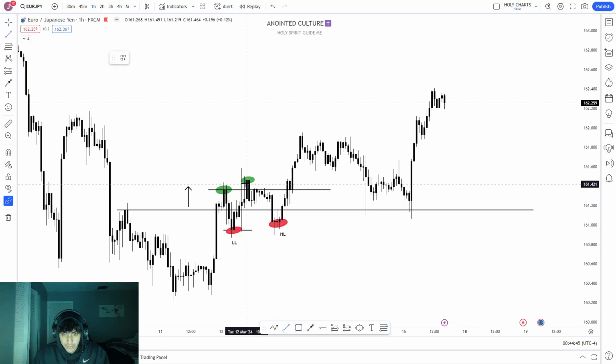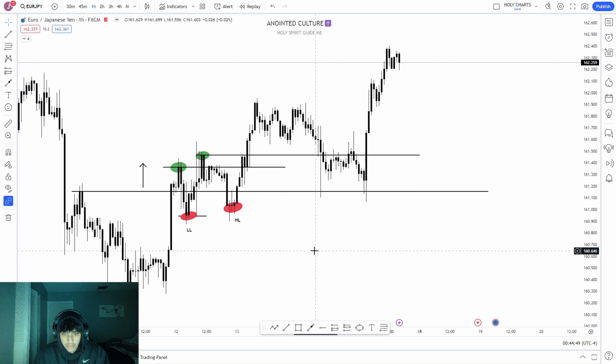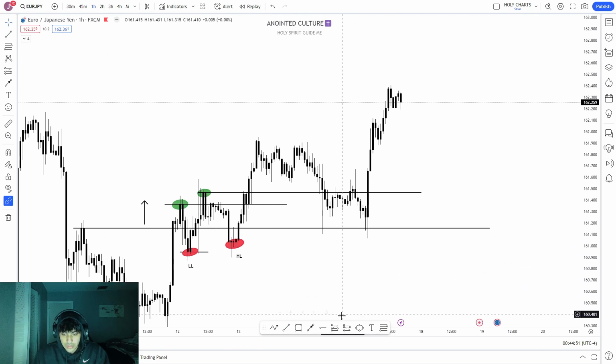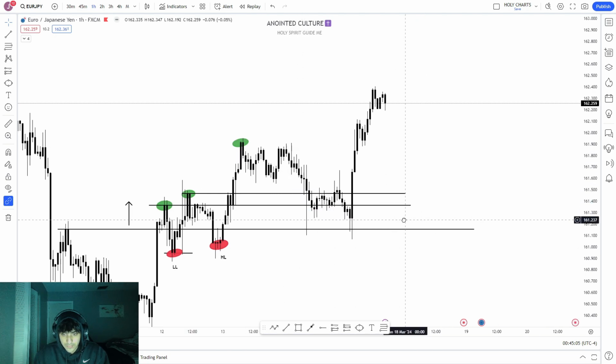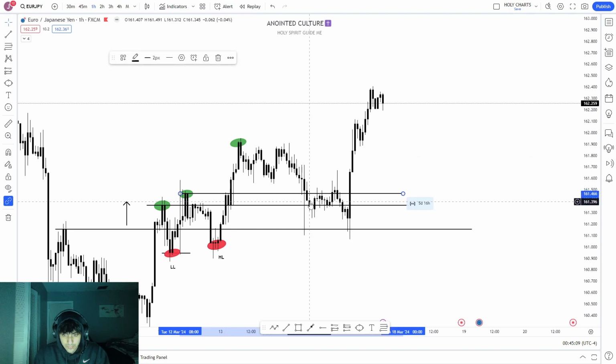So what does price do? It makes a new high, correct? It makes a new high, and then it consolidates for a little bit. And then price comes back into this zone. Into this zone, it corrects.